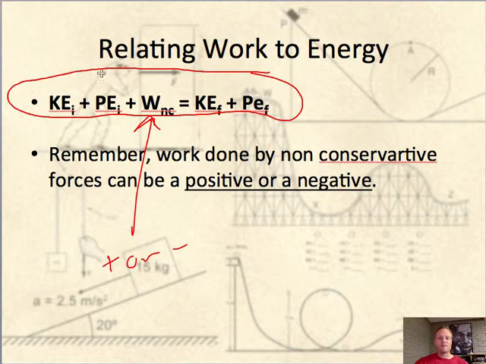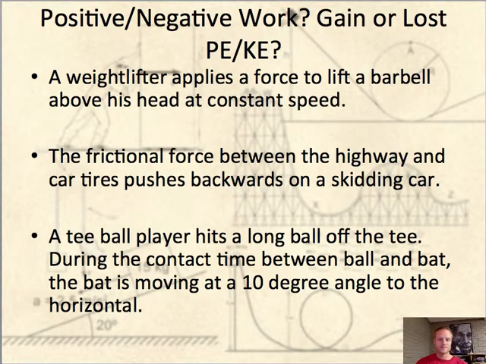This work-energy relationship is really useful for solving some problems, which we'll see very shortly. But keep this formula in mind because I'm going to use it in some example problems coming up. So here are some statements, and I'm wondering, was positive or negative work done, and did the object gain or lose potential or kinetic energy? There are a lot of options we can write for each of these, but we'll go through it.